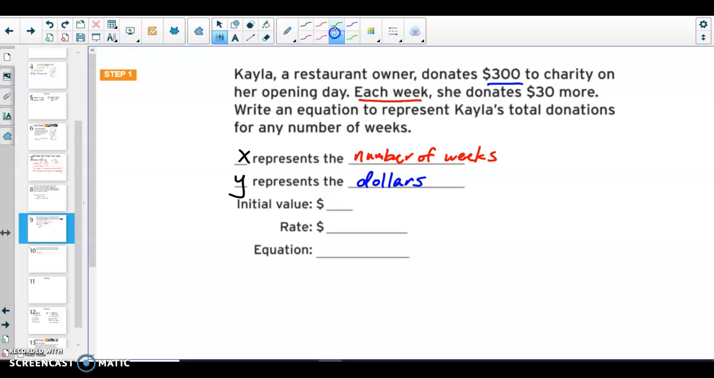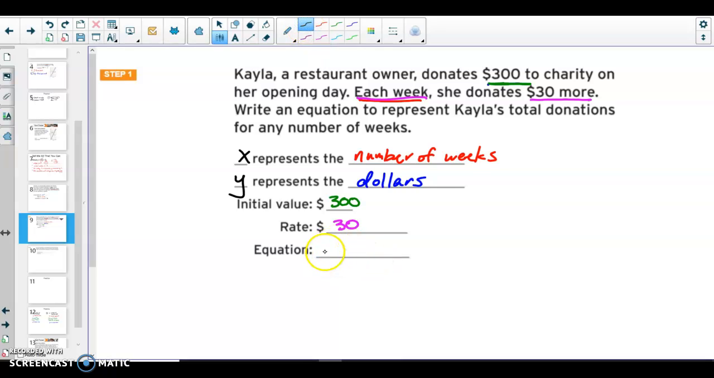Her initial value is going to be this $300 she put up at the outset, so we'll start there. And then the rate is the repeated value. That's $30 more each week, remember. So our rate is 30. Because this is my rate and it's happening over and over and over again, it's going to get an x with it when we go to write our equation here.